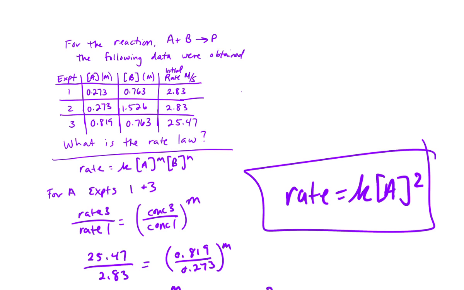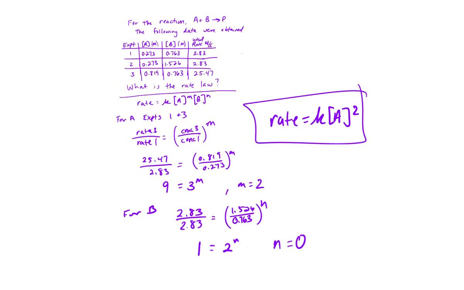For B, okay. The other way to think about B being 0 order is that when we change the concentration, the rate didn't change. So the concentration of B has no effect on the rate. And when you see that happening, you can know that the reactant won't show up in the rate law.